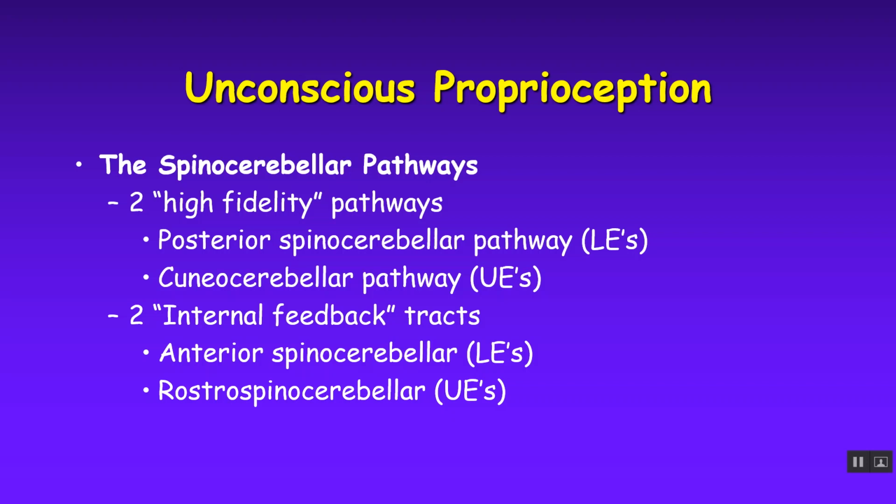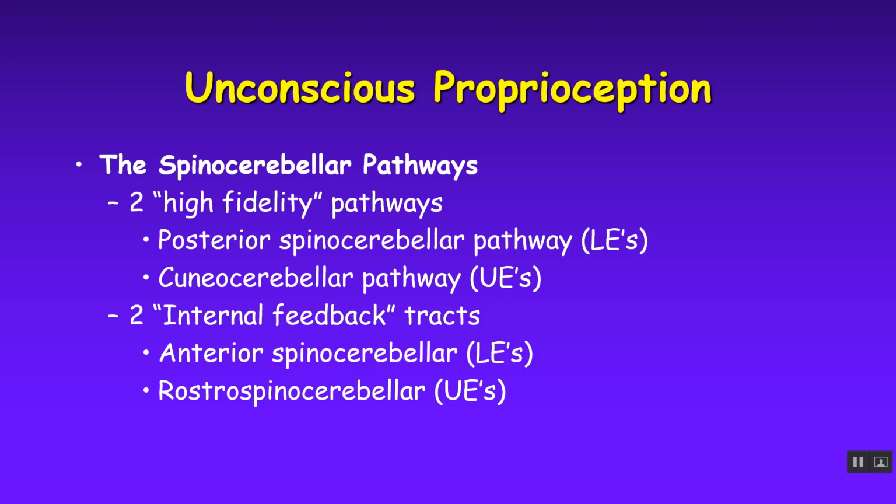We have two pathways that are called internal feedback tracts. So they're kind of unique. They actually start within the spinal cord itself. They're monitoring information that's coming in from those peripheral areas right at the spinal cord level, what's happening at each level. So they don't receive information directly from the periphery. They're monitoring interneuron activity when the information first comes into the spinal cord. So they're internal tracts. They're not starting out in the periphery.